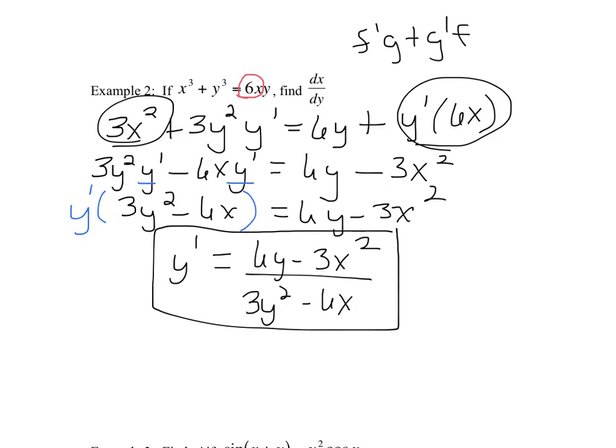And again, there are y's, but that's okay, because what do we use the derivative for? We use the derivative to find instantaneous rate of change at a particular point. So we're going to be able to replace the x and y with the x and y values of the point.